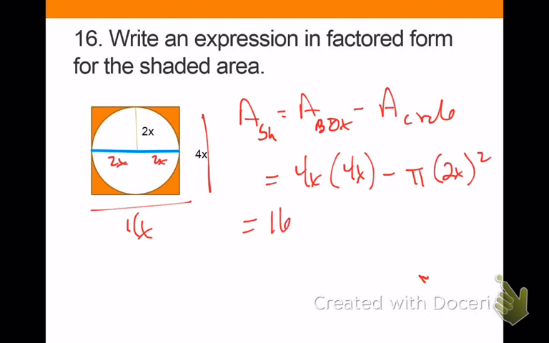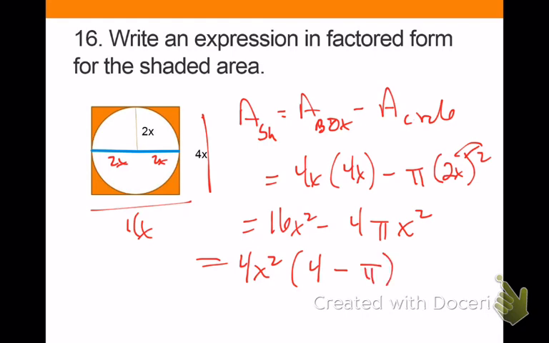So multiply this out. 16x squared minus pi times 2x squared. 2x squared means that we distribute the square, remember? So we get 2 squared, which is 4. Pi usually comes next, and then x squared is just x squared. Then you want to factor that. The greatest common factor, 4 will go into both, and x squared is the number of x's that they have in common. If I divide the first term by 4x squared, I'm going to get 4. And the second term, I'm just going to get pi. So we get 4x squared times 4 minus pi.